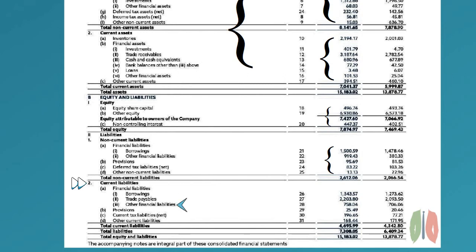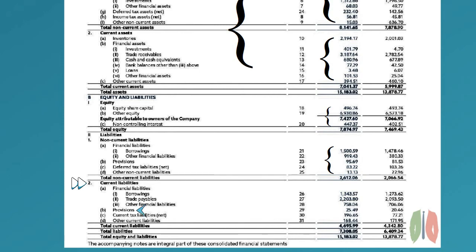So next, other financial liabilities. These are the foreign exchange contracts and payables on purchase of property, plant and equipments. Also the current maturities of long-term borrowings and unclaimed dividends from other companies and interest on the long terms. All these will be coming under this other financial liabilities.